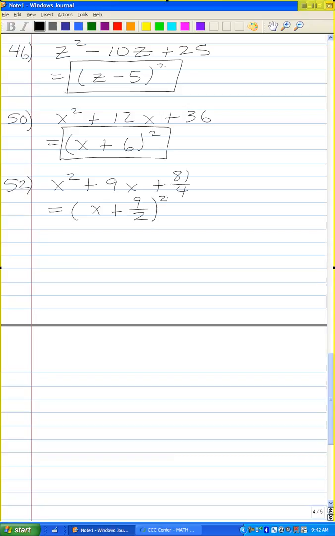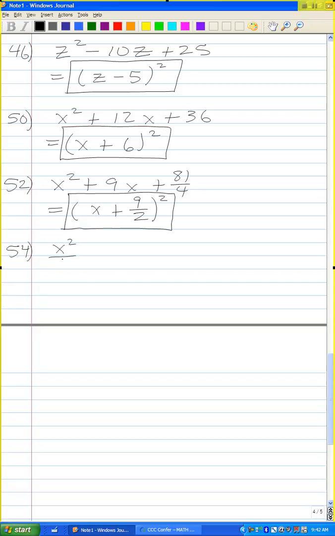Now let's check that this really is a perfect square trinomial. x times 9 halves times 2. The 2's cancel, so you just get 9x. And so this is indeed a perfect square trinomial, and so it's factored as x plus 9 halves quantity squared. Let me do problem 54.